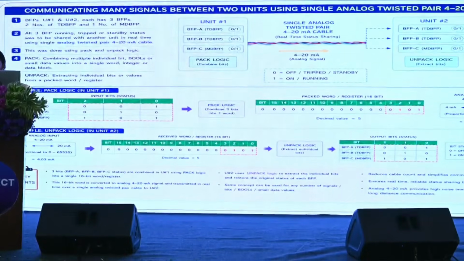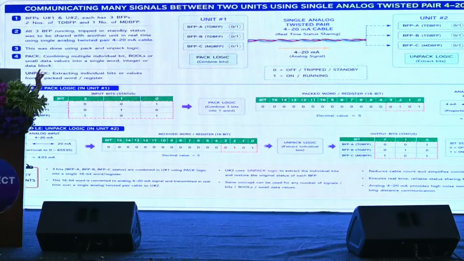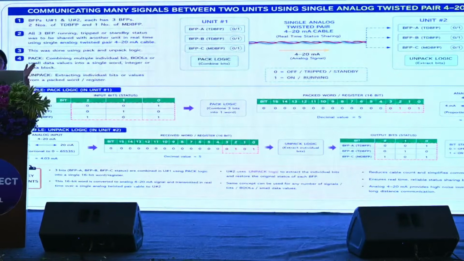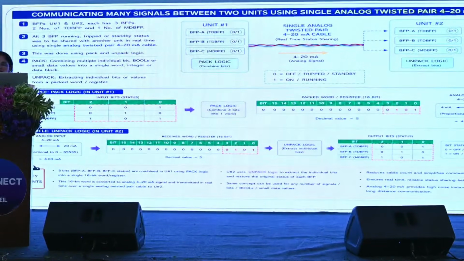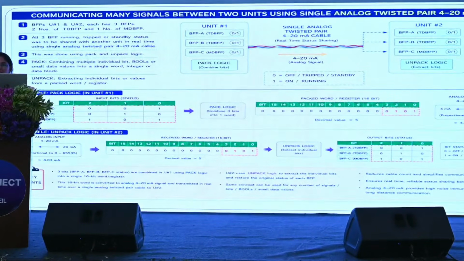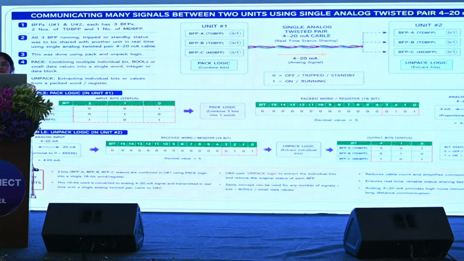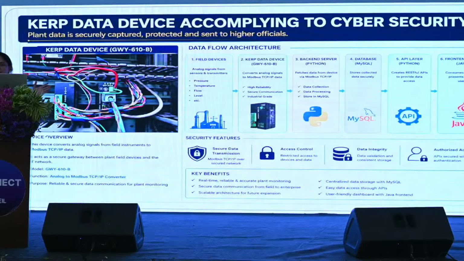So for this we have used pack and unpack logic, where we convert the status of the BFPs or the running equipment from binary to decimal, and this decimal signal is sent to the other unit in analog 4 to 20 milliamps. At the other unit this will be decoded and again flagged to tell what is the status of the BFPs running. And this pack and unpack can also be used for any other communication purpose. It will be more helpful.